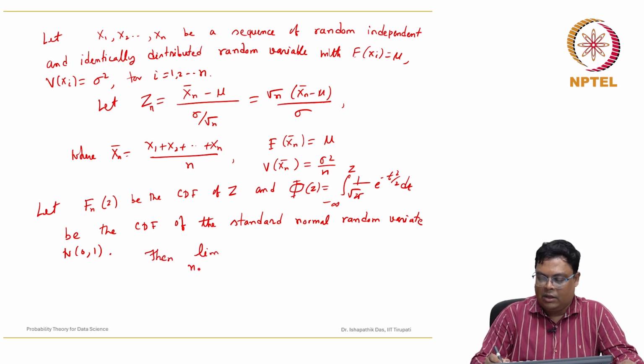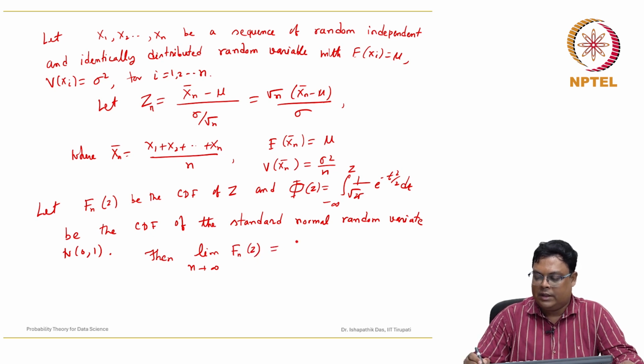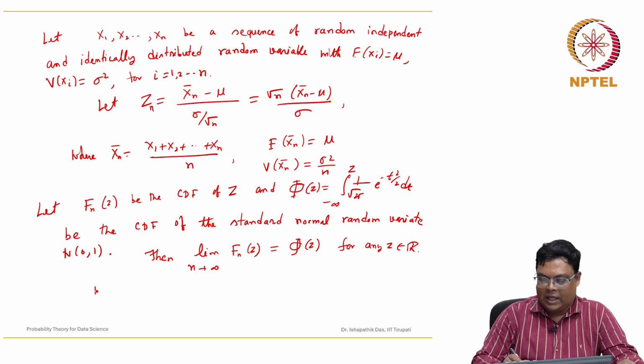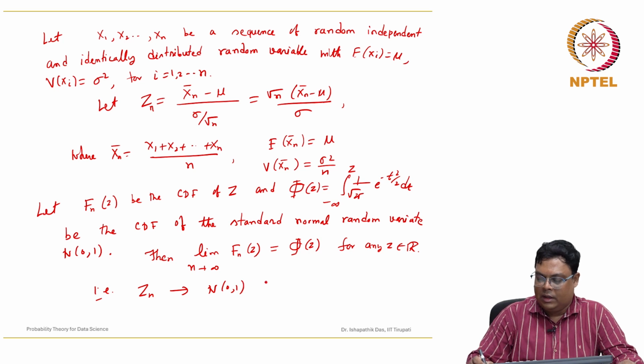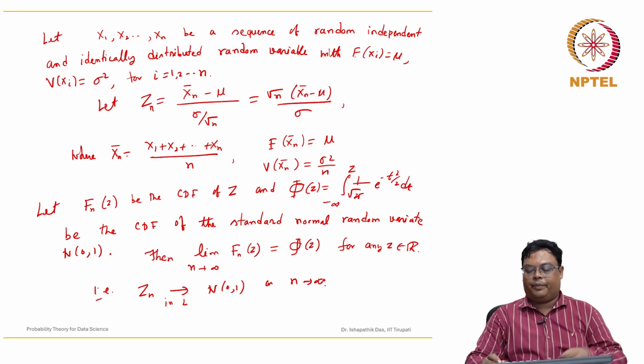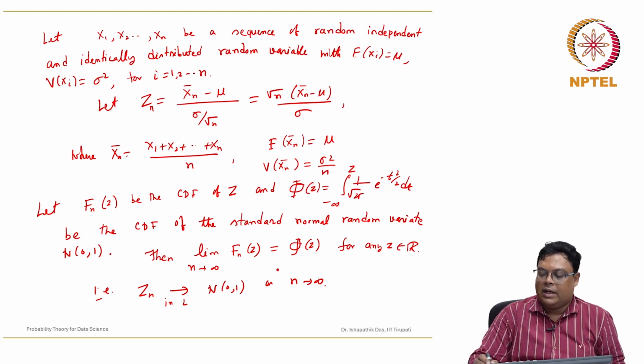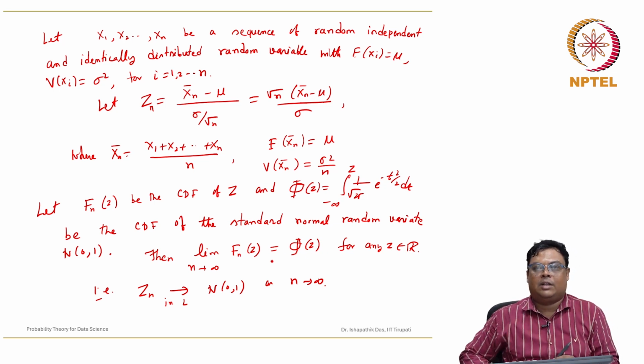The limit as n goes to infinity of F_n(z), for any z, is equal to phi(z), for any z belonging to the real numbers. In other words, we say that Zn converges to N(0,1) in law as n goes to infinity. So, the distribution function of F_n(z) looks like the distribution function of the standard normal variate whenever n is very large. It is known as the central limit theorem.